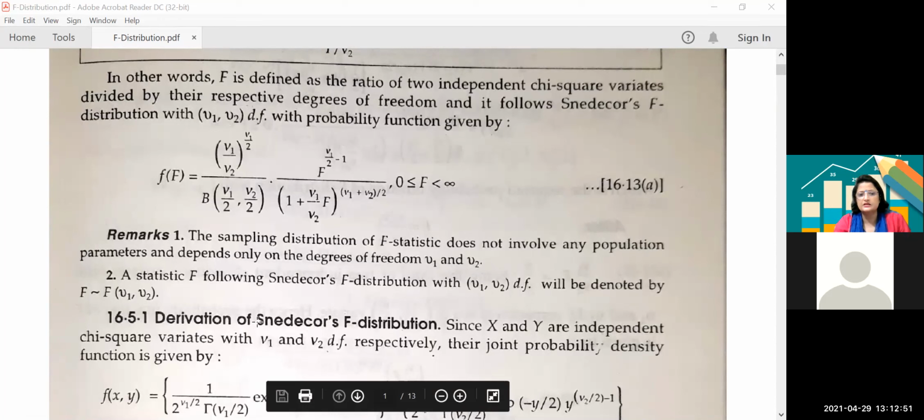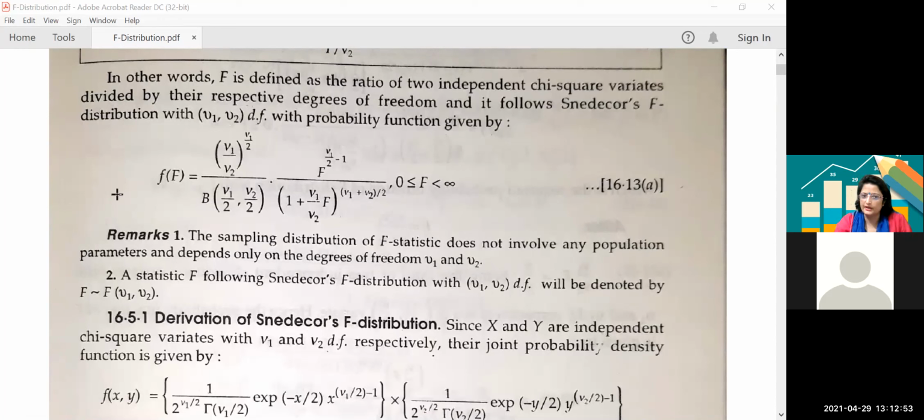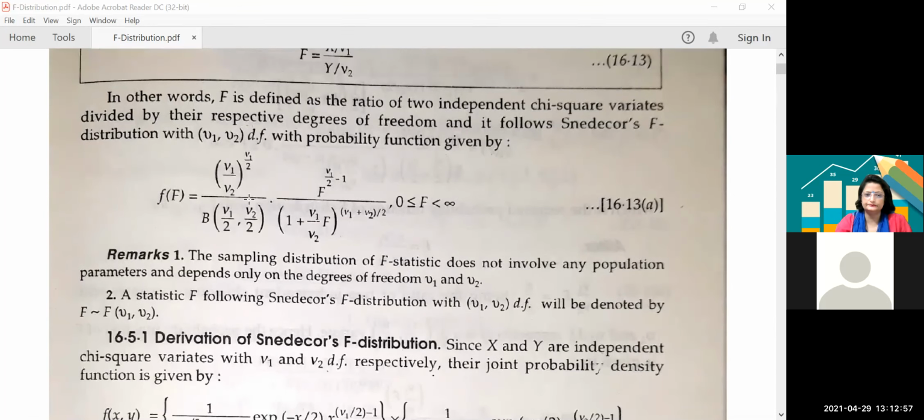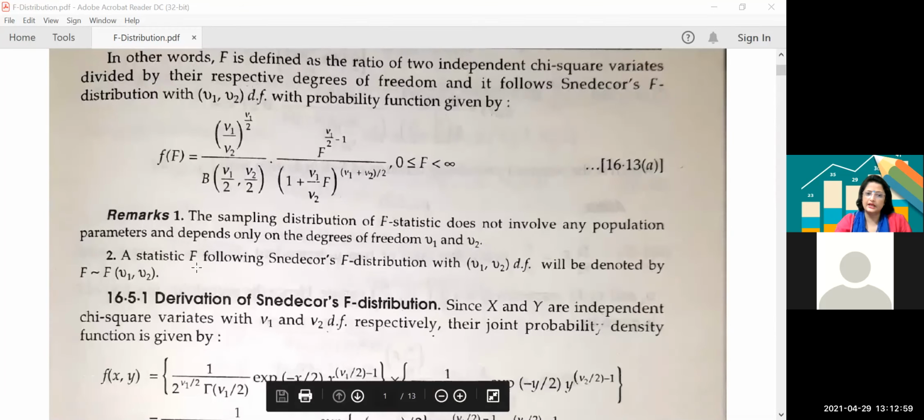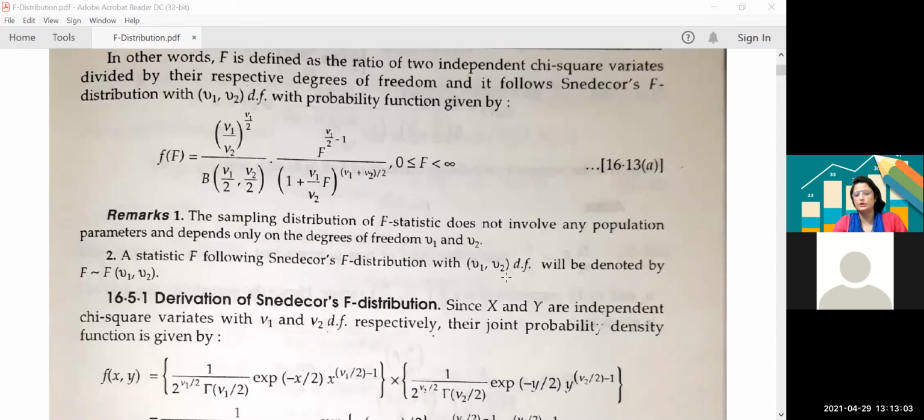So it implies it is independent of the population parameters. It is only dependent on the degrees of freedom. A statistic F following Snedecor's distribution with nu1, nu2 degrees of freedom will be denoted by F.